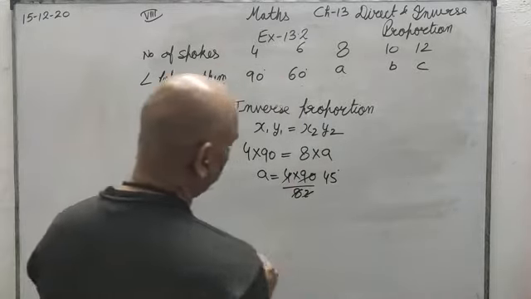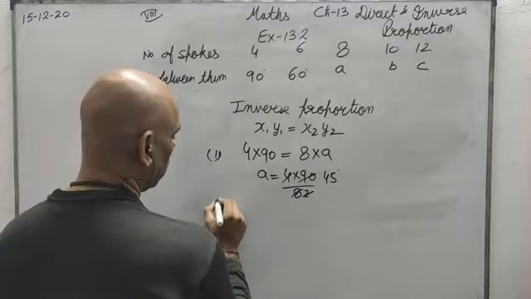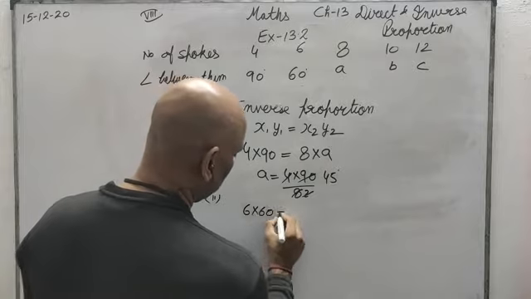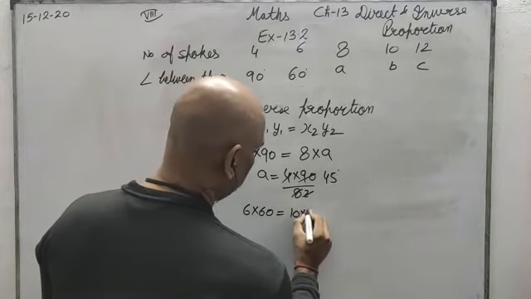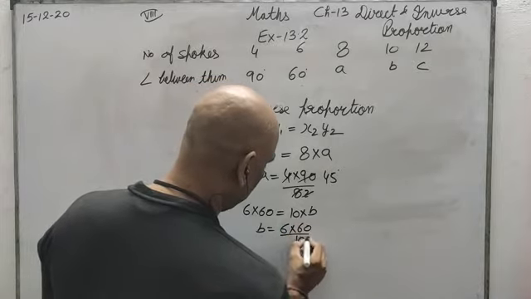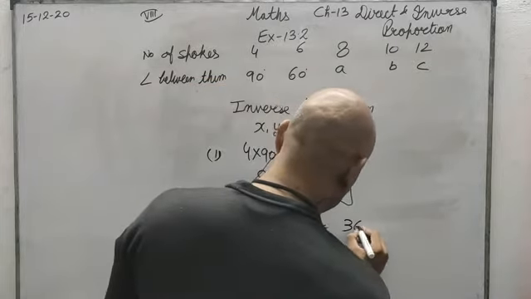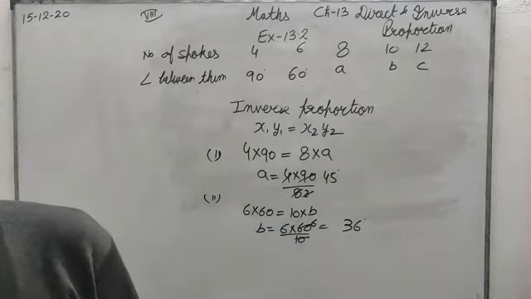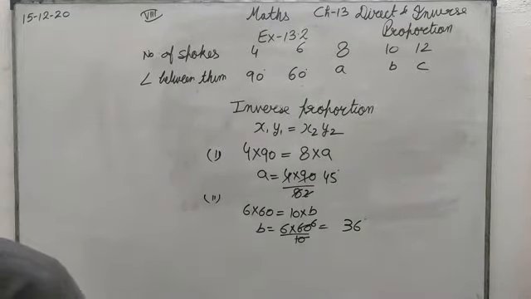Similarly, we can get the value of B. This is the first part. Then the second part, you can also find it from 6 into 60. We got 10 into B. So B is equal to 6 into 60 upon 10. 10 6s are 60, 36 degrees. And I'm very sure in the same way you can calculate for 12 spokes also. Okay.